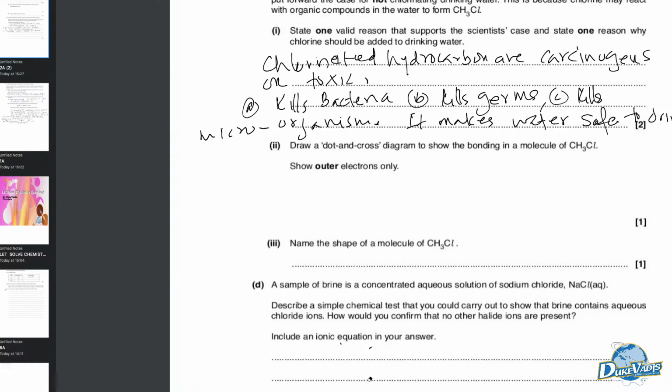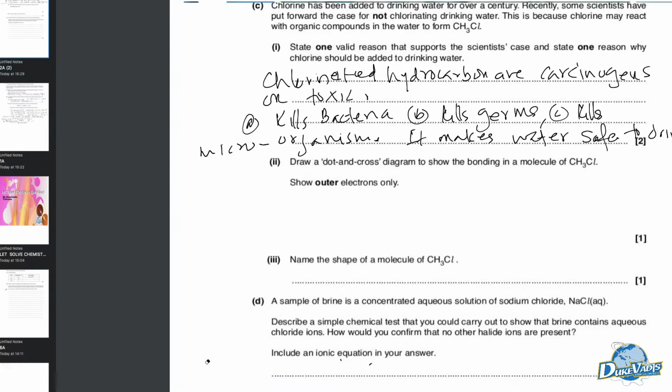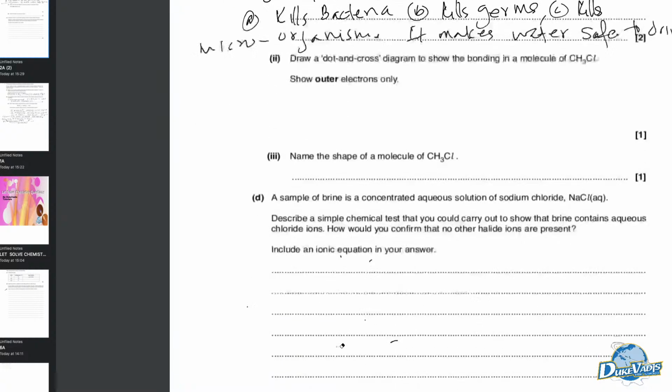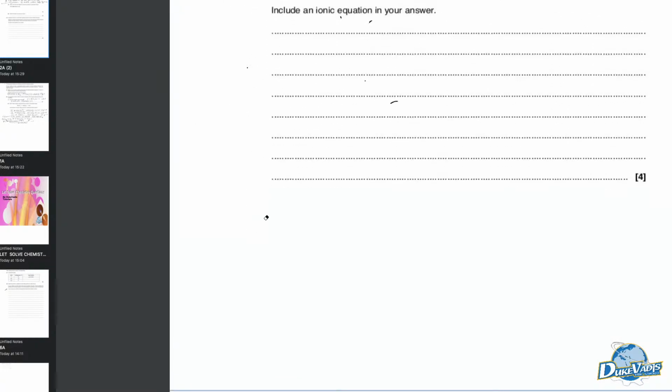Now let's look at it again. On part two, it says draw a dot and cross diagram to show the bonding in the molecule of methyl chloride. Show the outer electrons only. So that's how we go about it. So let me see if I can open a page, maybe further down. Okay, so let's draw with our hand.